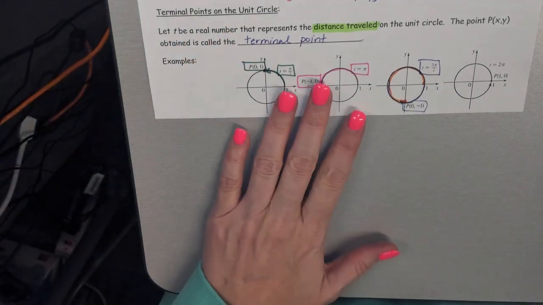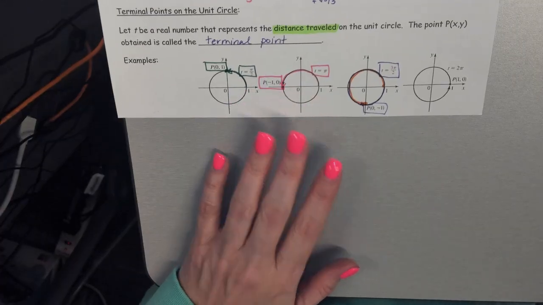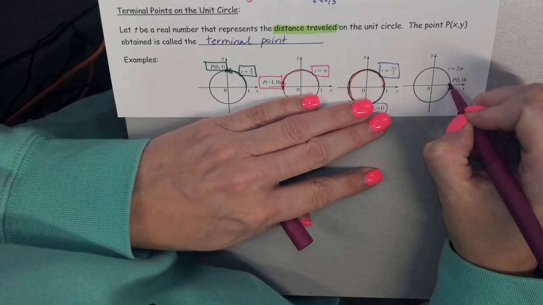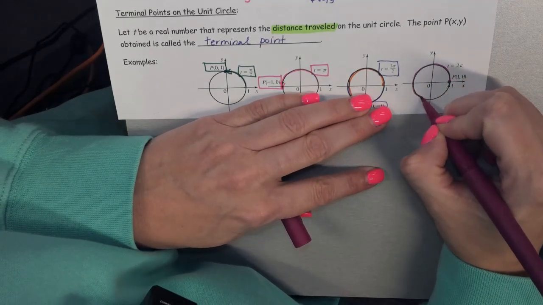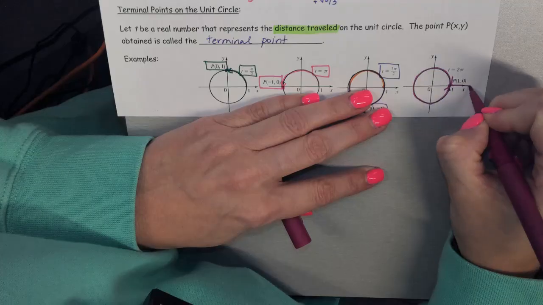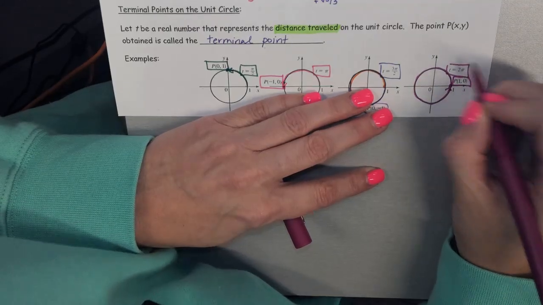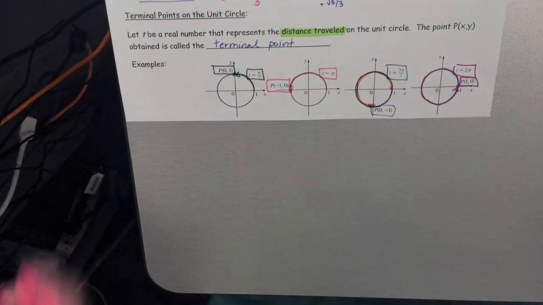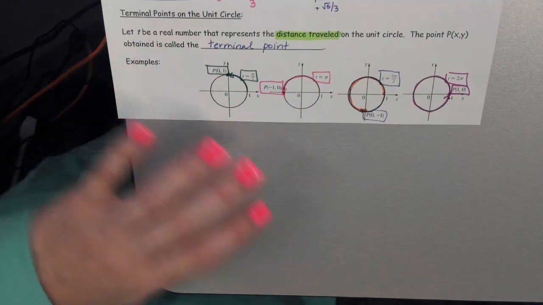All right, and then the last one we have is 2 pi. So we would start at 0, travel all the way around the circle, which would put us at 1, 0. Okay, and we're going to have different values. So those are just 4 of your standard values here.